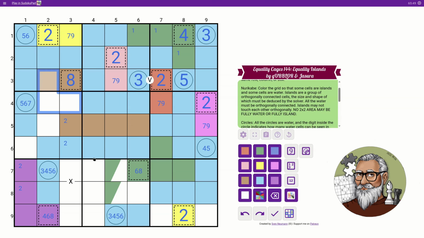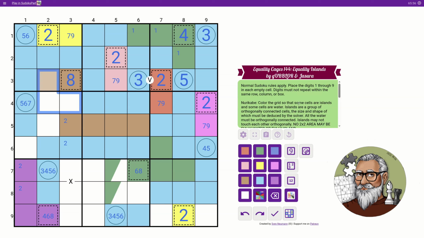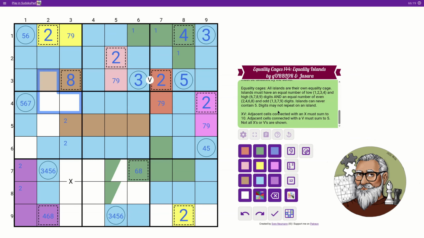But it's such a nice puzzle. I don't want to give up on it. Right, I need to reread the rules a little bit. Yeah, color islands may not touch each other diagonally. Oh, they may not touch each other diagonally. Orthogonally, not diagonally. I made that mistake yesterday. All circles are water, we knew that. Equality cages, yeah. XP, I think I know all of that. I say that. Right, where were we?